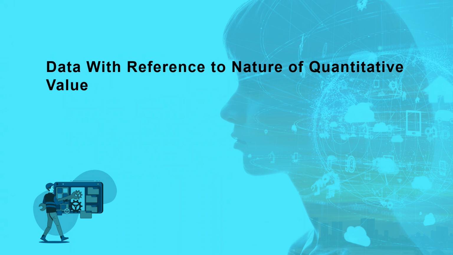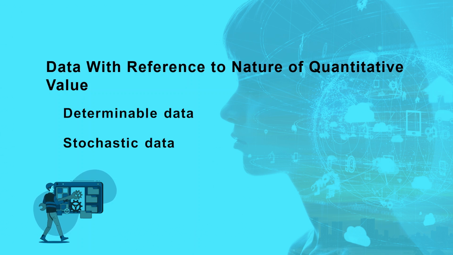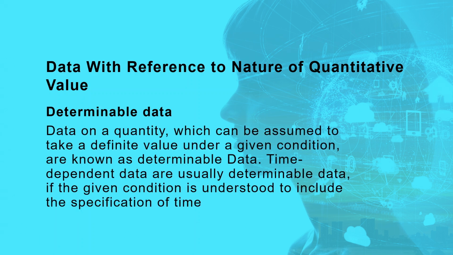Data with reference to the nature of quantitative values are categorized into two classes: determinable data and stochastic data. Data on a quantity which can be assumed to take a definite value under a given condition are known as determinable data. Time dependent data are usually determinable data if the given condition is understood to include the specification of time. As for example, measurement of diffusion of a dye in a solvent over time to calculate diffusion coefficients.